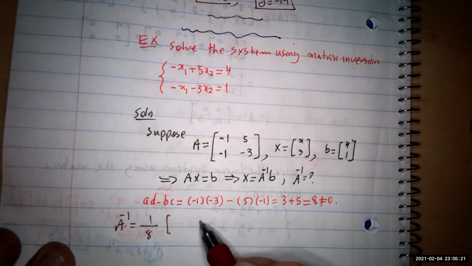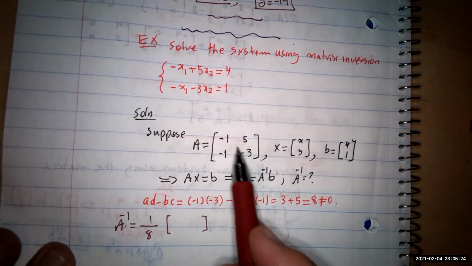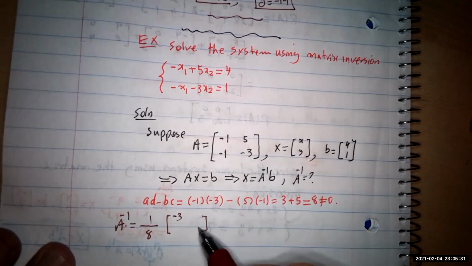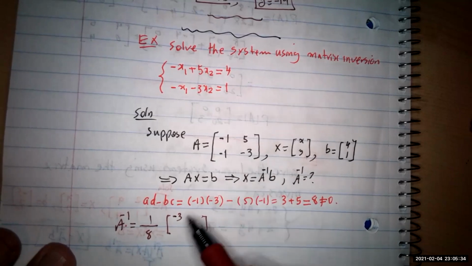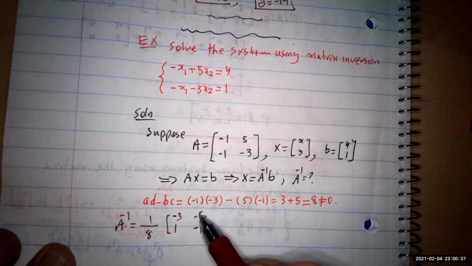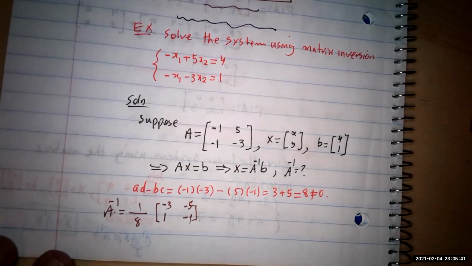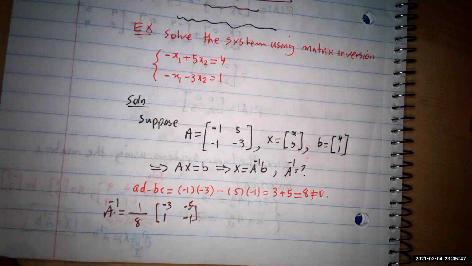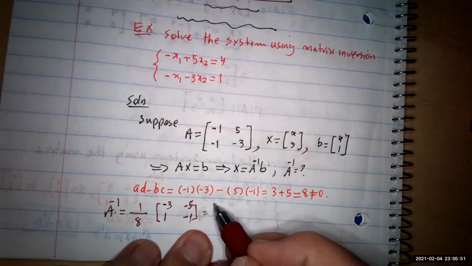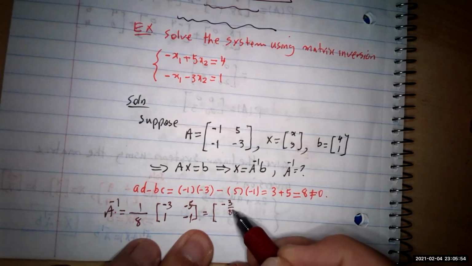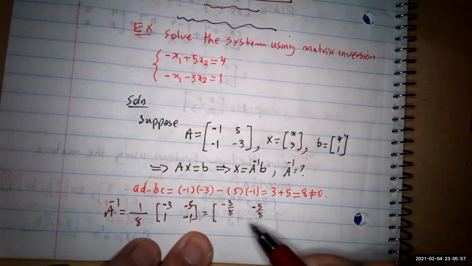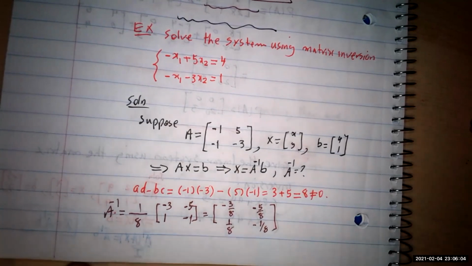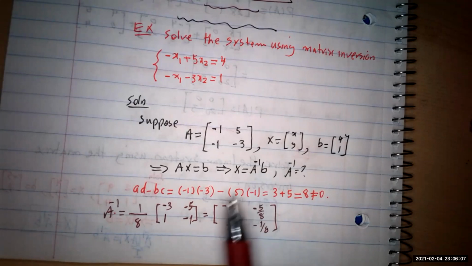So the matrix: you flip the entries on the main diagonal, so it's going to be -3 and -1, then switch the signs of the other entries. This is positive and this is going to be negative. The ones on the diagonal, you flip them, and for the others, you just use the opposite sign. Okay, so we multiply by 1/8. So the result is going to be -3/8, -5/8, 1/8, and -1/8. So that's going to be your A inverse. Bring it here, get the X.